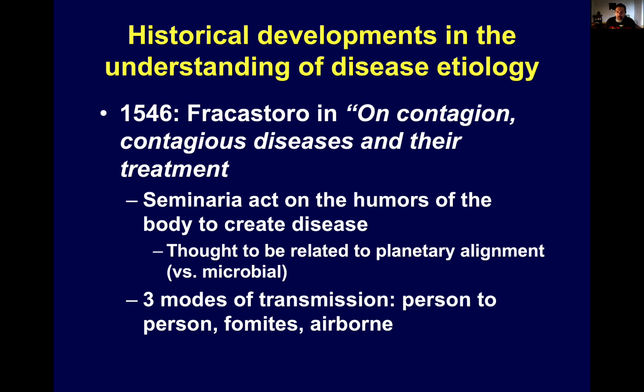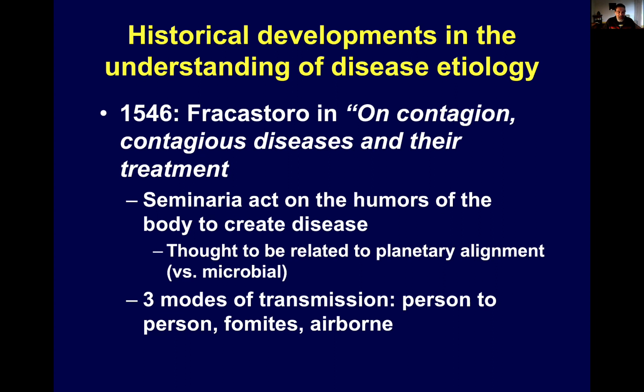Fracastoro was one of the first to hypothesize that infections were spread from person to person by minute invisible seeds, or seminaria, that were specific for individual diseases. He said that they were self-replicating and acted on the humors of the body to create disease. Now, this was prescient thought, right? But he also was a little bit off by saying that these seminaria were related to planetary alignment and not necessarily microbes that we know they are today.